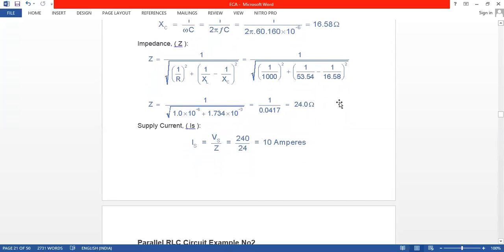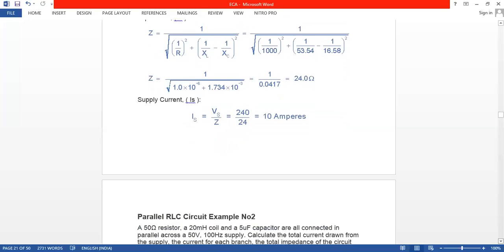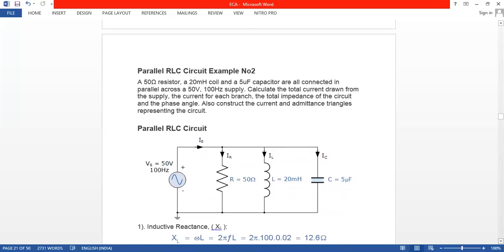What is the formula for power factor, all of you? Cos theta is equal to R by Z. Yes or no? Cos theta is equal to R by Z. So now let us move to the next problem. I want the explanation from you. Come on, what is the question?